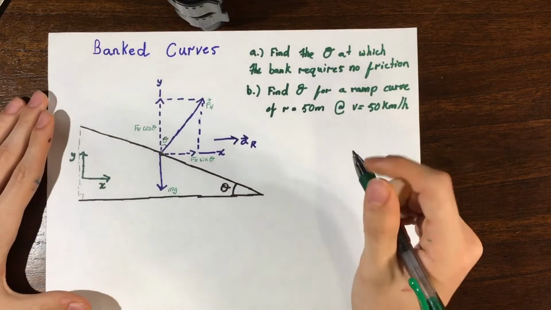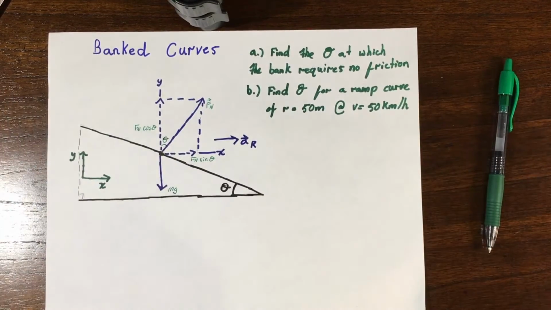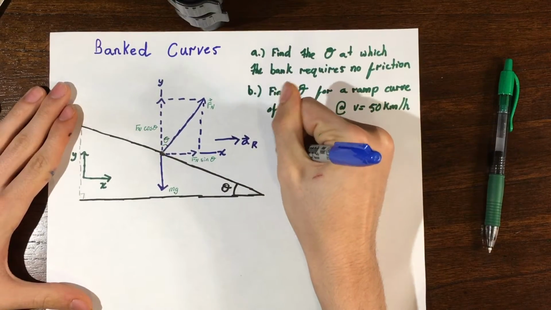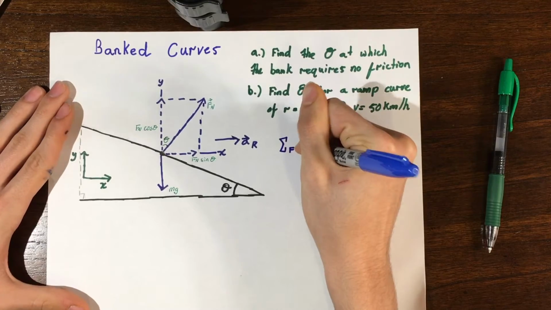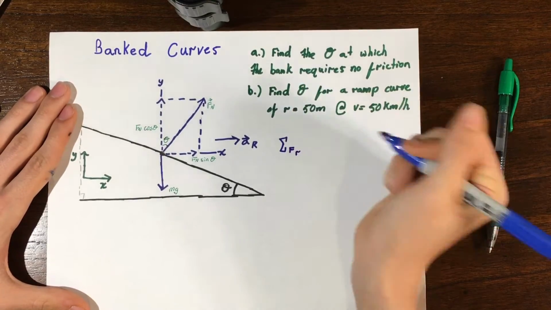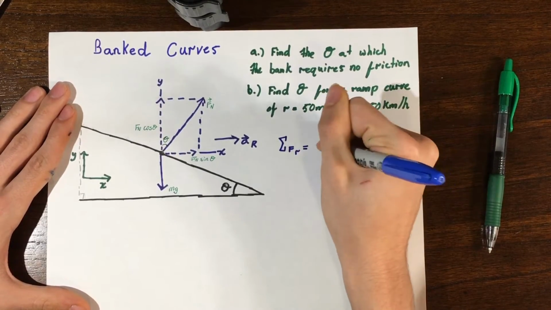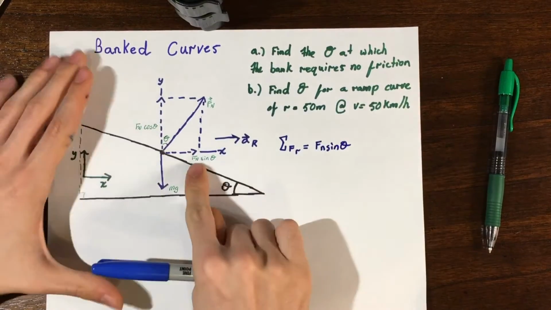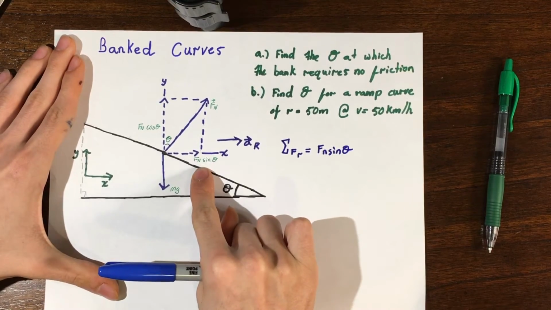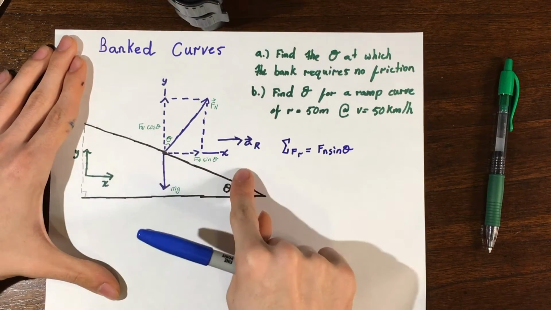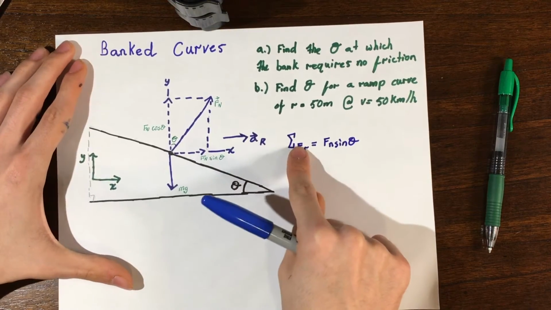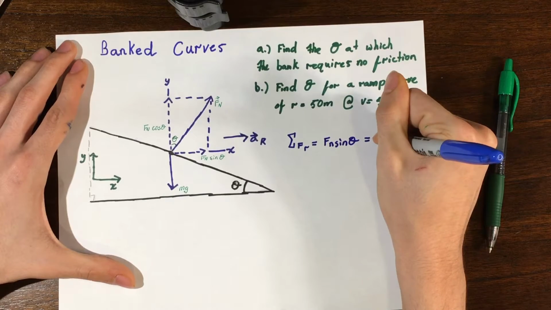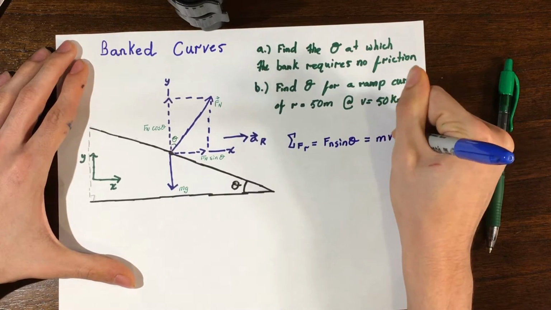So we want to first do our Newton's second law as always. So we know that the summation of the forces in the radial direction, let's do radial force first, is equal to Fn sine theta, since that is the only force that is acting towards the center of the circle. And now we can set that equal to our radial acceleration, which we know as mv squared over r.